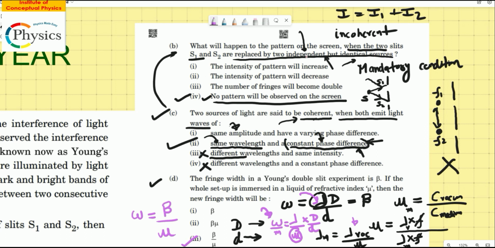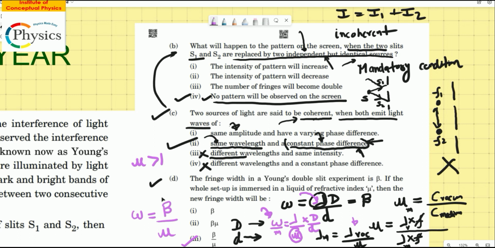The fringe width will go down. Generally, the refractive index is always greater than 1 for any medium. Air and vacuum are supposed to be 1 or 1.001, very little. I hope this is also clear to you. This is more mathematical. Some minor variations have been brought into the questions by doing the experiment in another liquid and things like that.